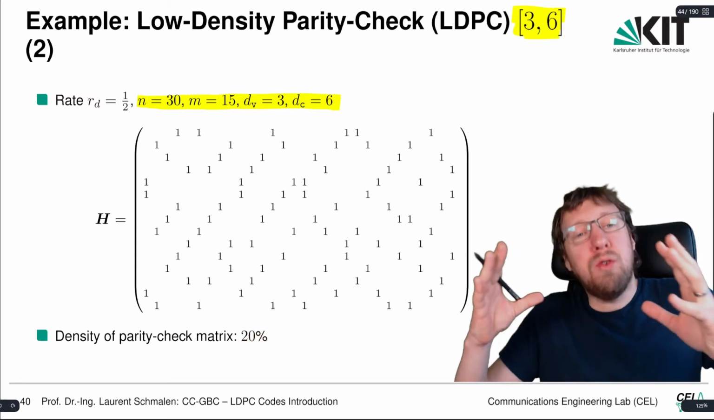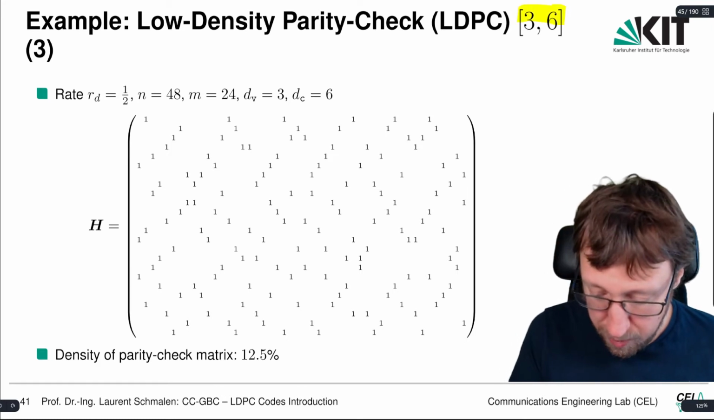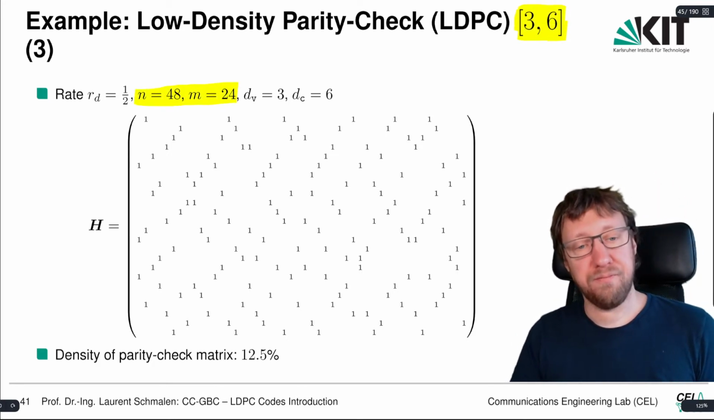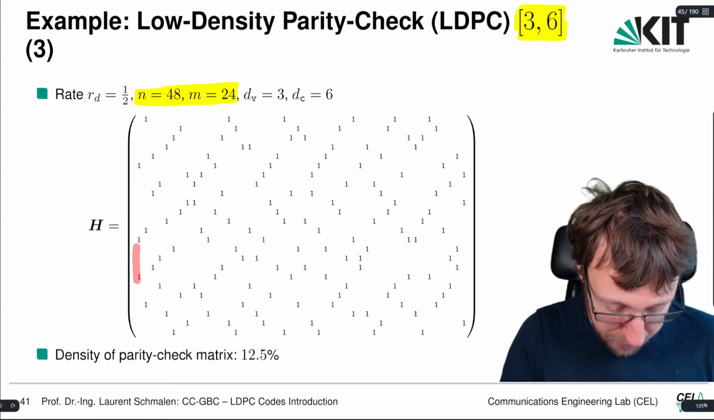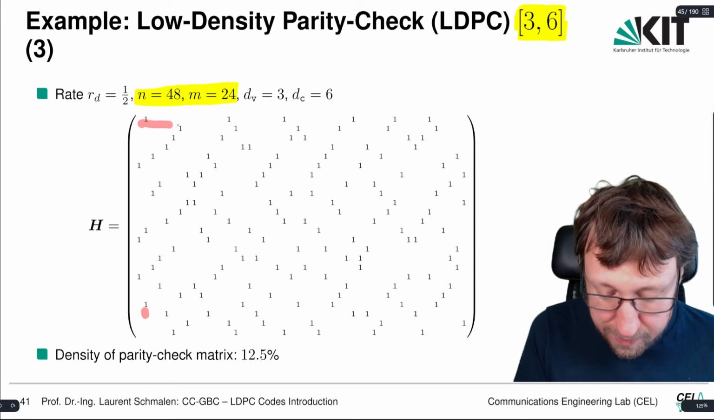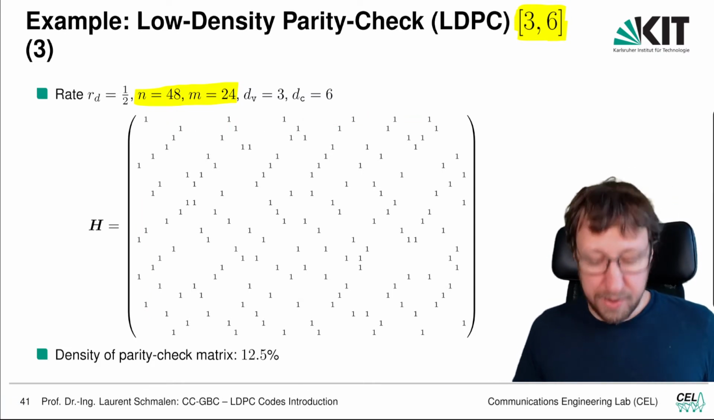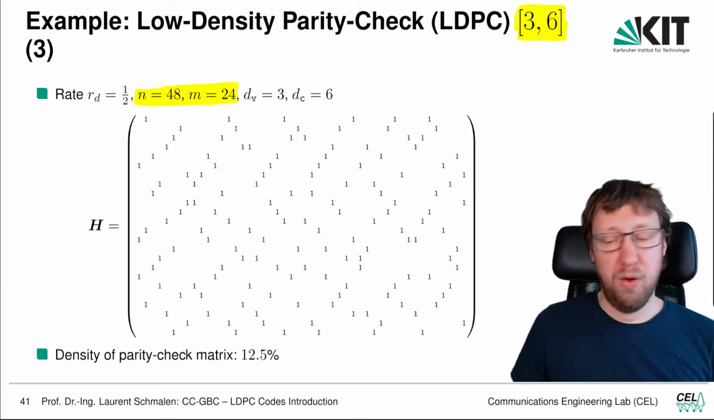Let's blow up the matrix a little bit more. Parameters 3, 6, n equals 48, m equals 24. Again, we see 3 ones per column and 6 ones per row. Density is now 12.5%. Let's blow up more.